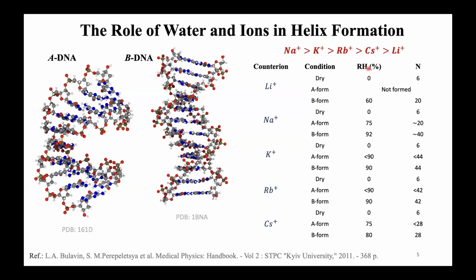But there is one exception, as always, and this exception is lithium ions. And you will see that with lithium ion, there's always some exception. But nevertheless, despite the small size of this ion, it effectively neutralizes the negative charges on the DNA phosphate backbone, so fewer water molecules are needed to stabilize the DNA double helix.